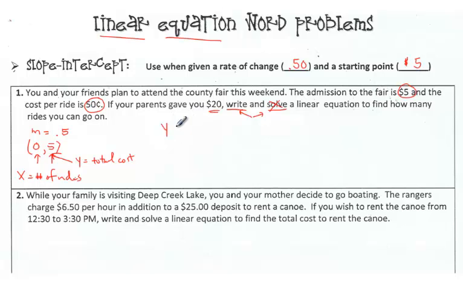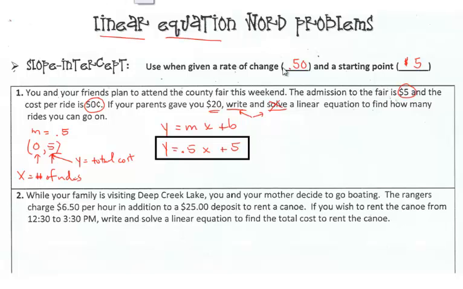So I've got y equals mx plus b. This problem gives me my m as 0.5, and it gives me my b as $5. So the first part of this problem was write an equation. Once you understood the information that they gave you, that's relatively easy.